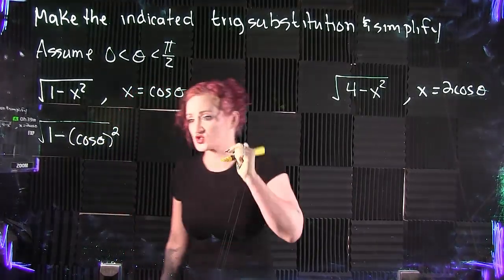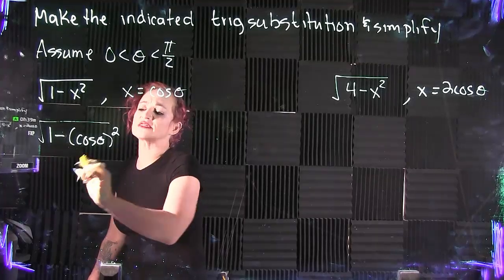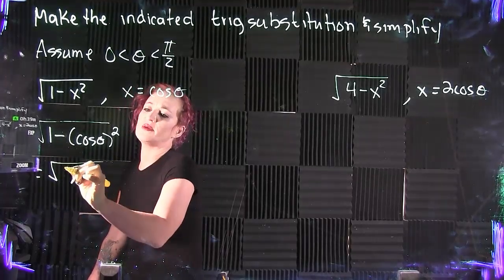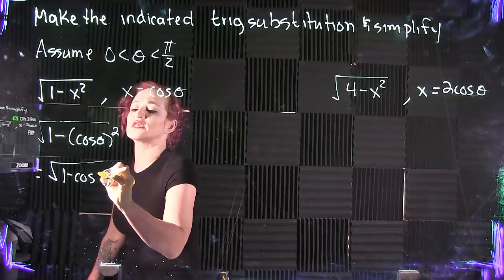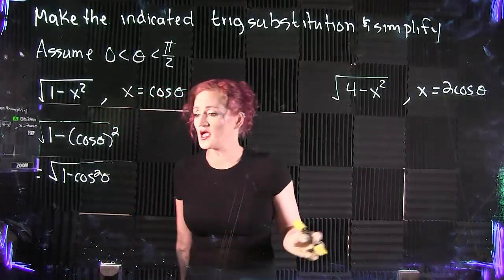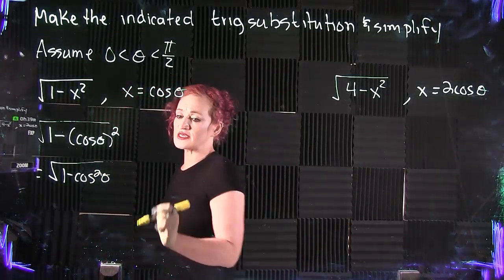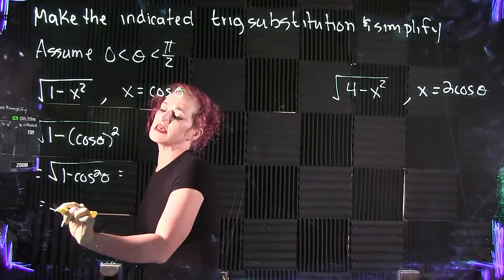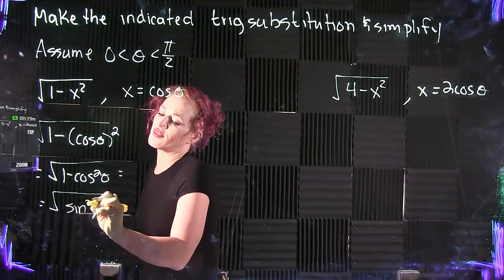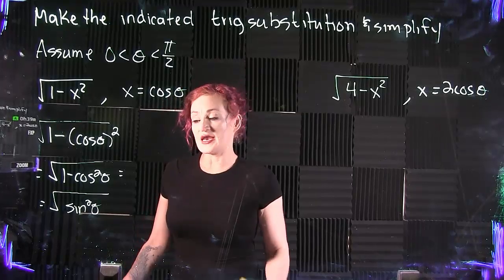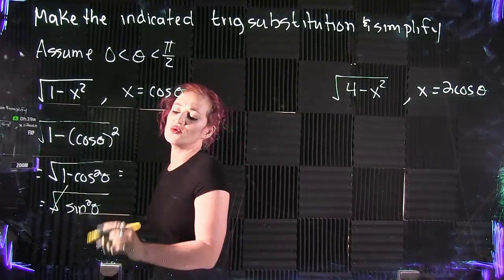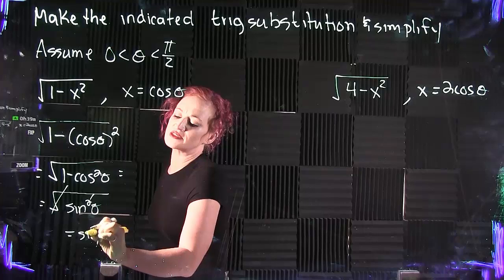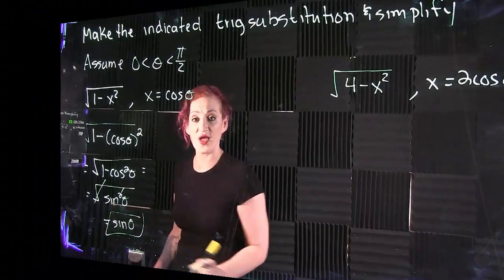is squared. Simplifying this out, we know this is going to be 1 minus cosine squared theta. And 1 minus cosine squared theta, if you remember, is equal to sine squared theta. And if you simplify that, the square root cancels with the square, and this is equal to sine theta.